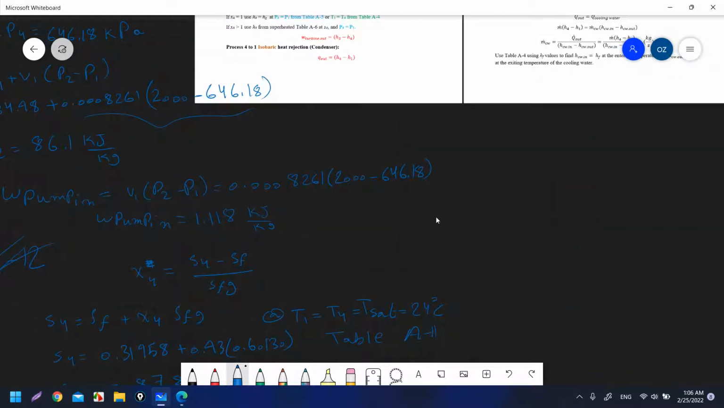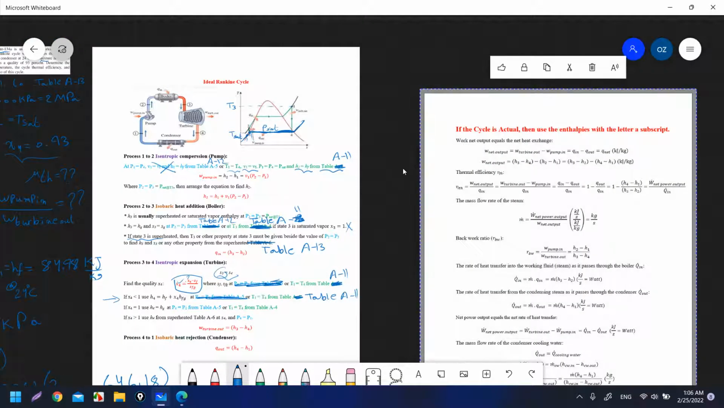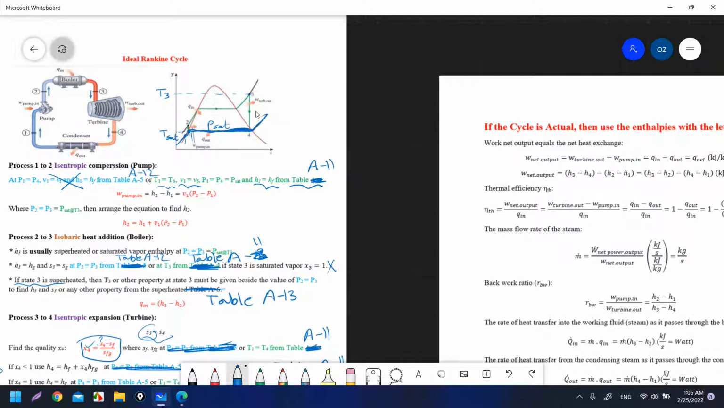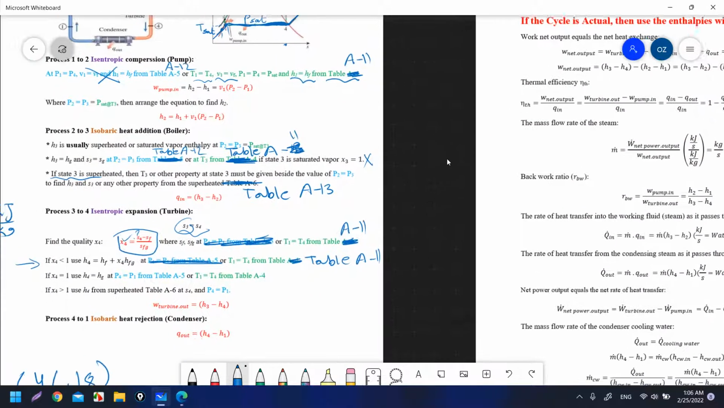Okay, we don't have isentropic efficiency. We have an isentropic process, which means there is no Q in or Q out, and the entropy is constant in an internally reversible process. Okay, so S3 equals S4. That's why we said S3 equals S4.